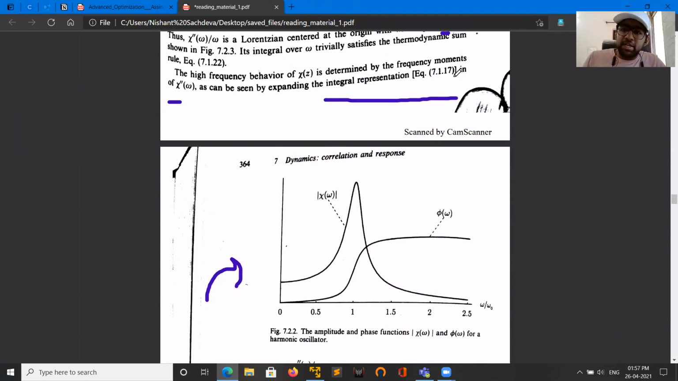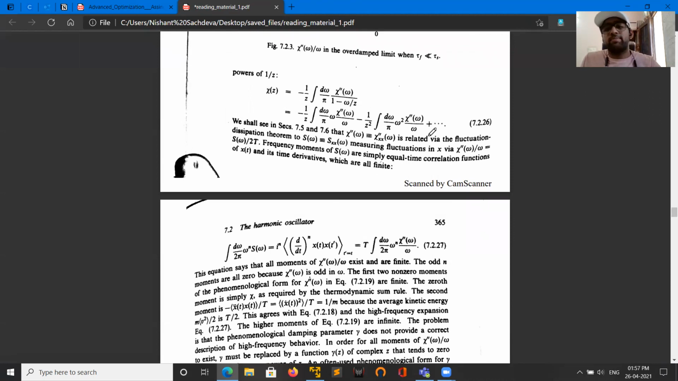Expanding the integral representation in powers of 1 by z: 1 by z, 1 by z square. Thus it goes ahead. We'll see it ahead, not now, not in this session. But if you read the book, you'll see ahead that x double dash of omega and x double dash xx of omega are actually quite proportionally related.